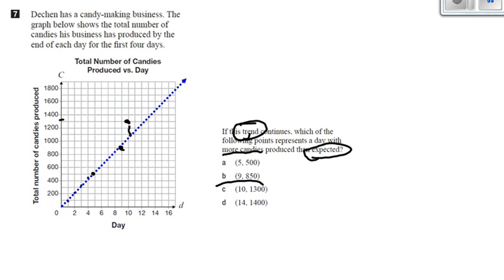So that's probably my answer, but let's double check by looking at the last point, 14, 1400. 1400 is right nicely on the line. So obviously this point here does not fit the trend. The other 3 points fit the trend. This one says you made too many candies. I didn't expect that, and it doesn't fit the trend.